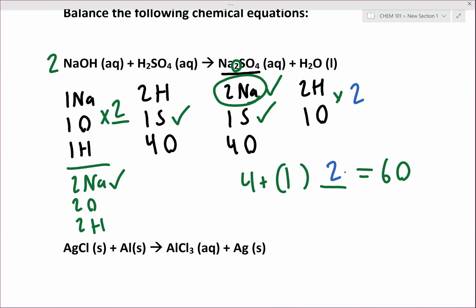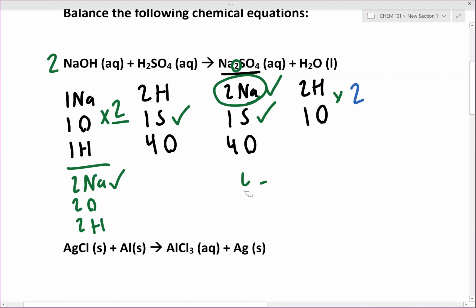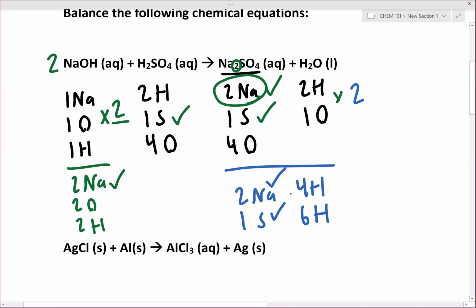For those who are more math inclined, this sets things up algebraically, so all you are solving for is x or guessing x. Okay, so now revising our count, now that we have a coefficient of 2, we end up with a total of 2 sodiums, 1 sulfur, 4 hydrogens, and 6 oxygens. So sodium and sulfur are still balanced. Is oxygen now balanced?